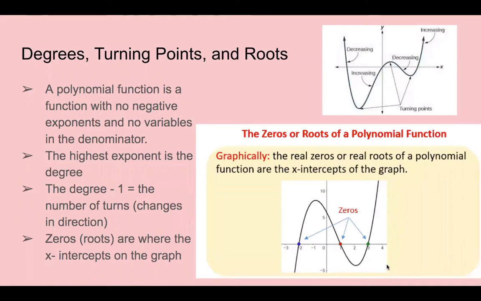A polynomial function is a function with no negative exponents and no variables in the denominator. The degree of a polynomial is simply the highest exponent. The degree minus 1 determines the number of changes in direction, or turns, of the graph or the roller coaster takes. Roots are called zeros, and they are where the graph crosses or bounces off the x-axis.